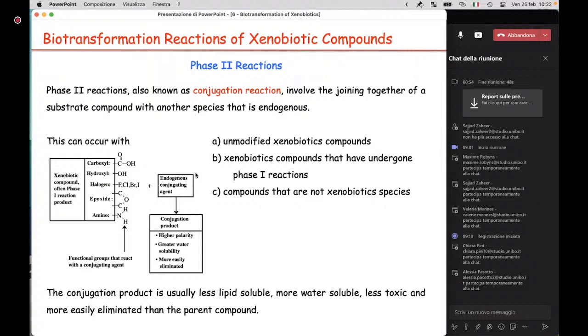And conjugation reactions are mainly reactions that produce more polar, more hydrophilic compounds, and so also less toxic compounds. You may imagine that if the toxicity of a poison is due to its specific structure and also to the shape of the molecule, attaching an entire molecule to it can change its characteristics quite strongly, okay? And so probably also the toxicity will be lower.